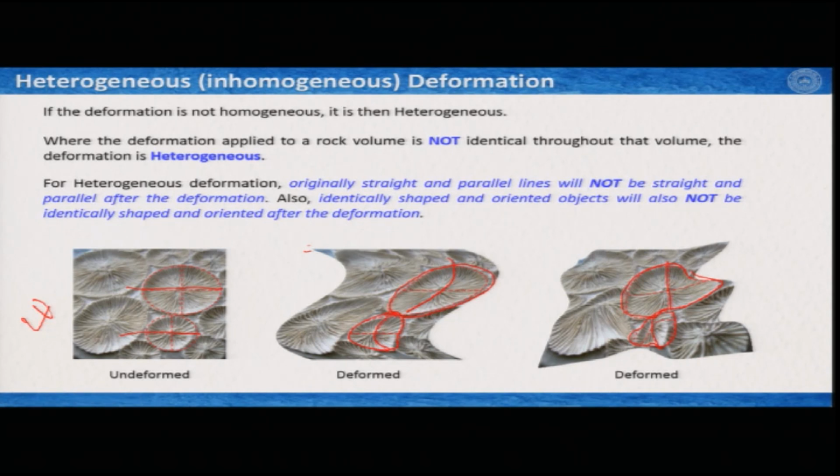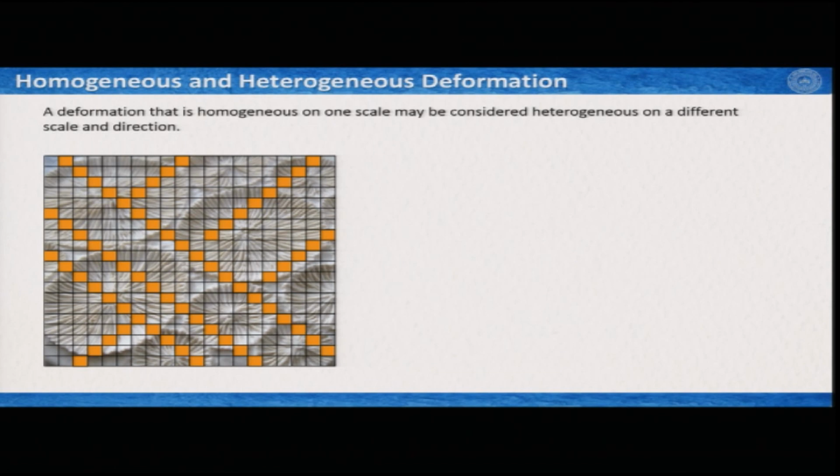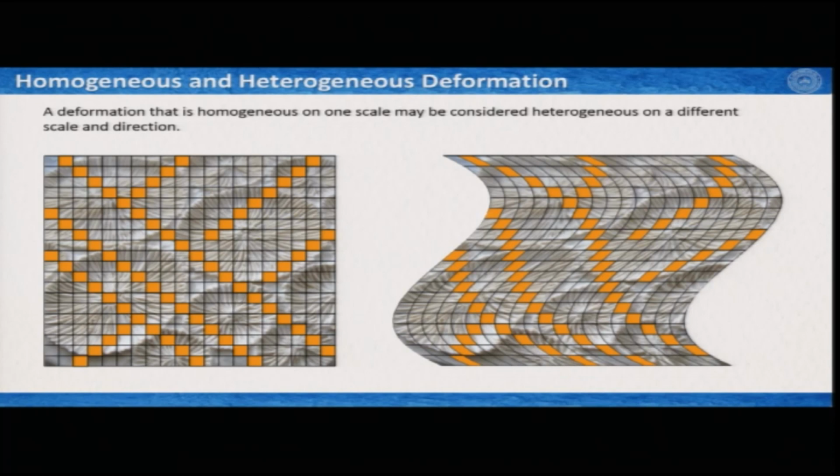So now we have a very good understanding, I believe, of what is homogeneous deformation and what is heterogeneous deformation. Let us have a look in a different way. What I have done here in this drawing is that I gridded this image with square grids and filled some of the grids, not randomly, with orange colors. Now what I would do, I would deform this in a heterogeneous manner, and if I do it, then it looks like this.